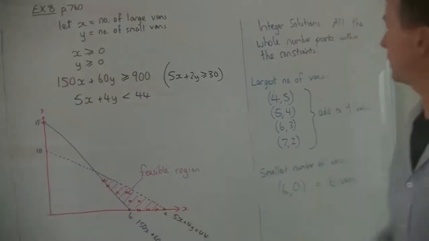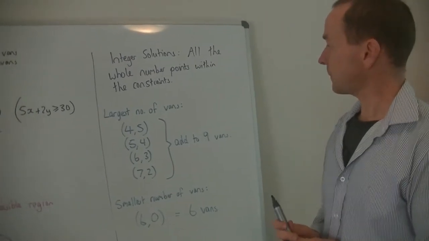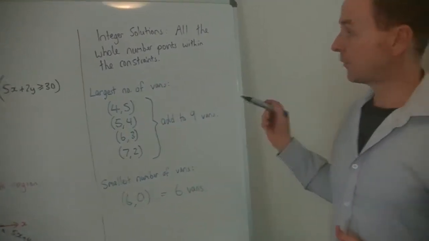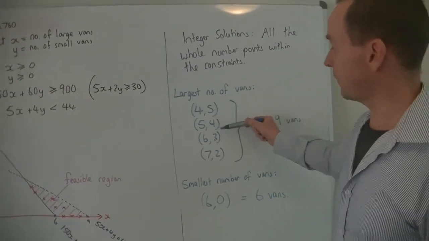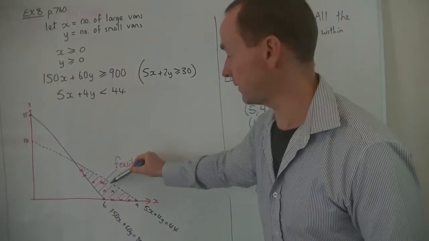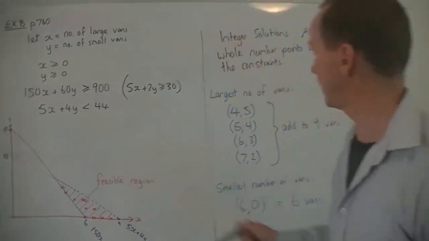So you get a whole bunch of points, and there are all the answers. I think the question said, find the largest number of vans required in this situation. If we look, we've got 4 different points. What you need to do is find the coordinates of each of these points within that graph. When you do it accurately, you'll find the coordinates of each point.